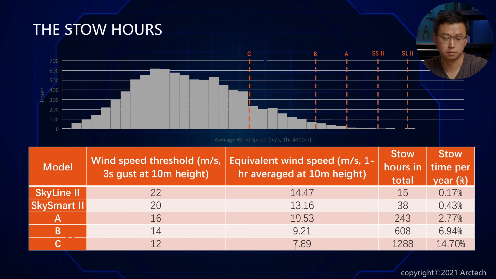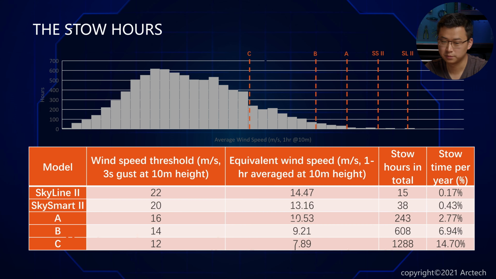As you can see on the right hand, the color shows the stow hours in total and the stow time per year. Obviously you will have a lot more stow position with the lower stow wind speed threshold. I can see typically 14 to 16 meters per second for most trackers, conventional single point trackers, are getting somewhere between 2.7 and 6.9% of the year stowage.